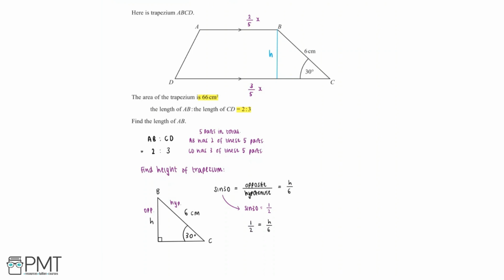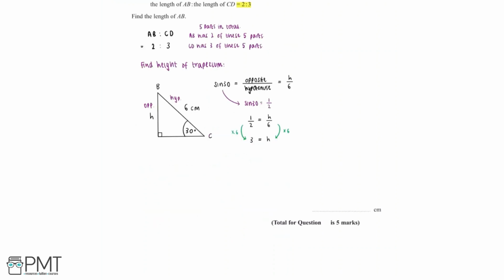Since we said that sine 30 is equal to h over 6, we can say that 1 over 2 is equal to h over 6. And so to find the value of h, we can multiply both sides by 6. 1 over 2 multiplied by 6 is equal to 3, and h over 6 multiplied by 6 is equal to h. And so we've now found that the height of the trapezium is equal to 3 centimeters. Now that we've found the height of our trapezium, we can use this in order to find the length of AB. Now we were given the area of the trapezium, which is equal to 66 centimeters squared. Now let's see if we can use the formula for the area of the trapezium in order to find an expression for the length AB.